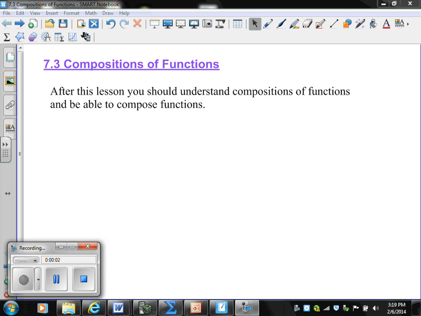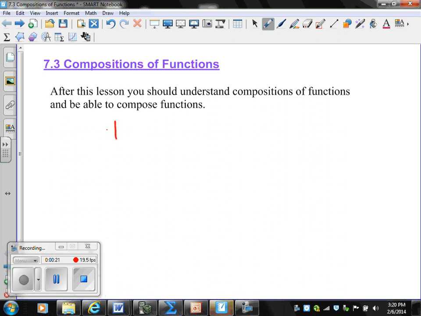Boys and girls, this is a video on compositions of functions. This goes with section 7.3 in your Algebra 2 textbook. As it says on the board here, after this lesson you should understand compositions of functions and be able to compose functions. So let's just talk really quickly about what a composition is not.